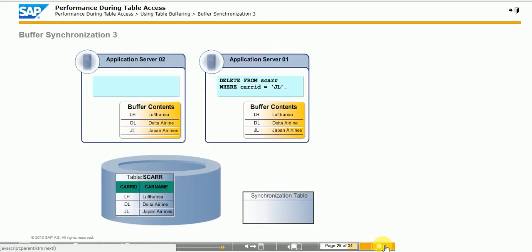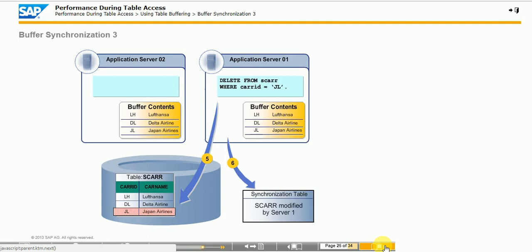The next three time points of the buffer synchronization process are as follows. Time point 5. A program on server 1 deletes records from the SCHAR table and updates the database. Time point 6. Server 1 writes an entry in the synchronization table. Time point 7. Server 1 updates its local buffer.